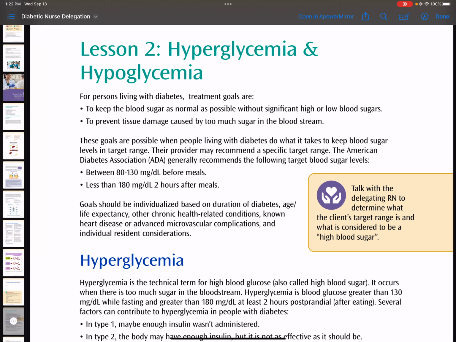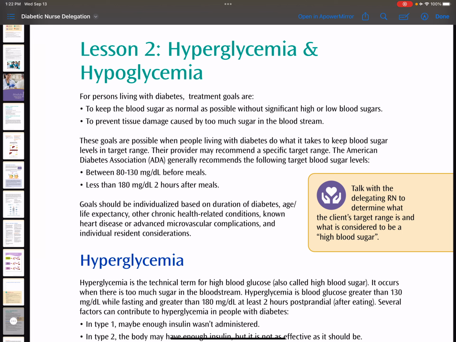The signs and symptoms are related to high levels of glucose in the blood and lack of energy available to the body cells. The most common signs and symptoms of hyperglycemia are 3 of them: polyuria, excessive or increased urination; polydipsia, increased thirst to make up fluid loss from polyuria; or polyphagia, which is increased hunger. Other common symptoms include unusual weight loss, blurred vision, fatigue, and irritability.